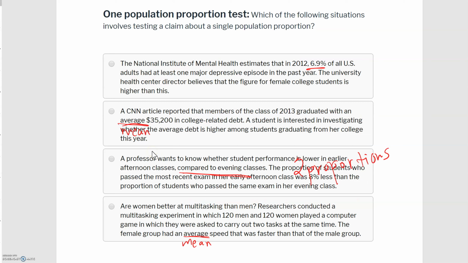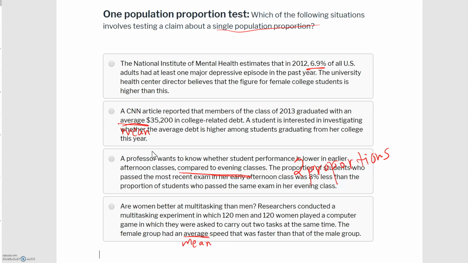For this question, to speed things along just a little bit, again, we're asking about a single population proportion. So the first one has my single proportion if you want to read through it. It's just comparing the proportion of adults that had at least one major depressive episode in the past year, and how many the University Health Center director has received. Okay, so for the other ones, you can look pretty easily and see the word average, which is mean. That would not be good.